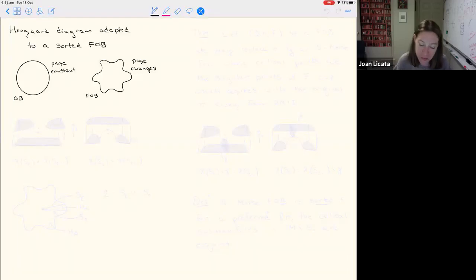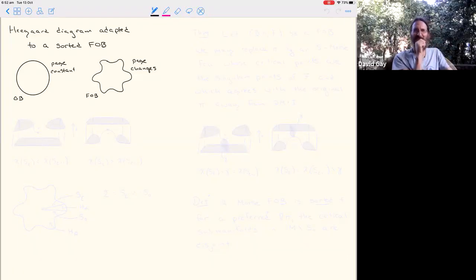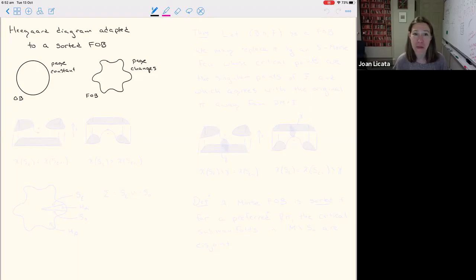Okay, so this is the difference between a foliated open book and a standard open book. This picture somehow says it all. In a standard open book, you have all of these pages. I'm going around in the S1 direction. You have all these pages and they're all exactly the same. That's the point of being a fibration.